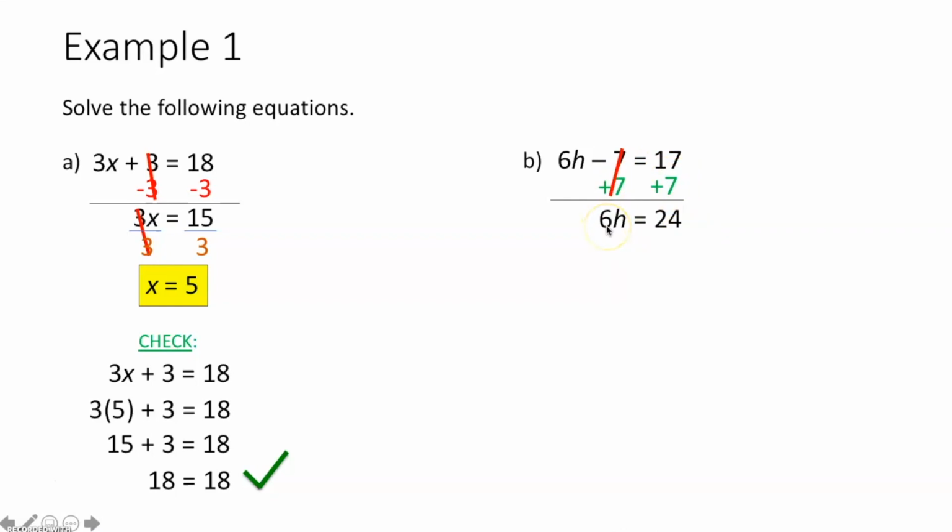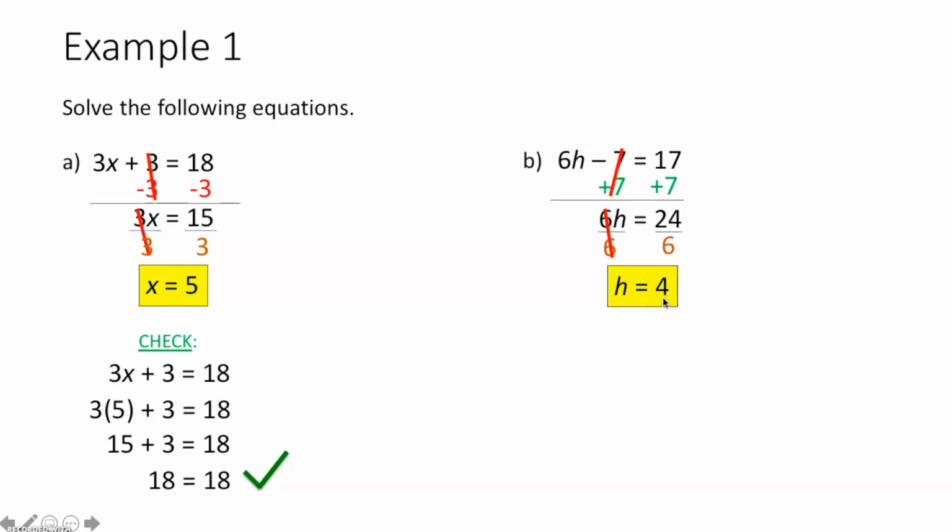Now, I need all of the constants to go to the right. So in order to get rid of the 6, it's 6 times h. So I have to do the opposite of that. What's the opposite of multiplying? That would be dividing. So I'm going to divide both sides by 6. And when I do that, these 6's are going to cancel each other out. And over here, 24 divided by 6 is going to give me 4. So I have h is equal to 4 as my final answer.